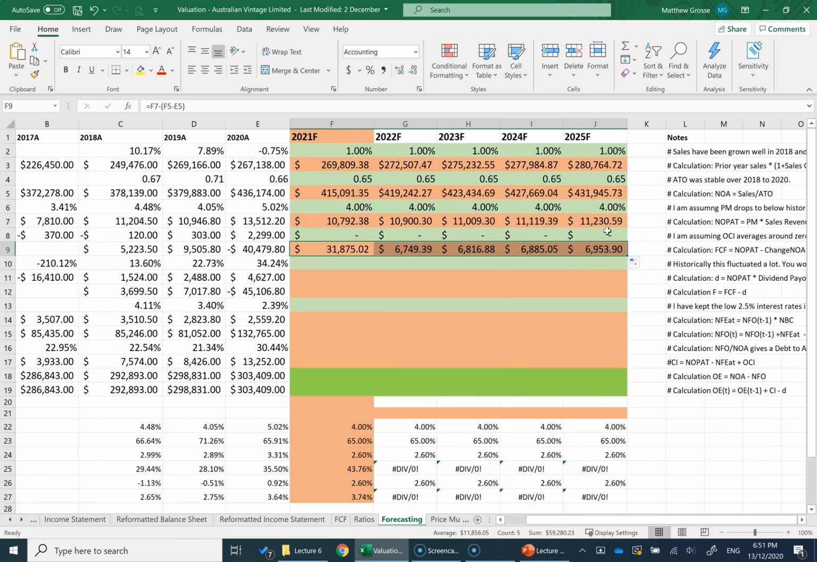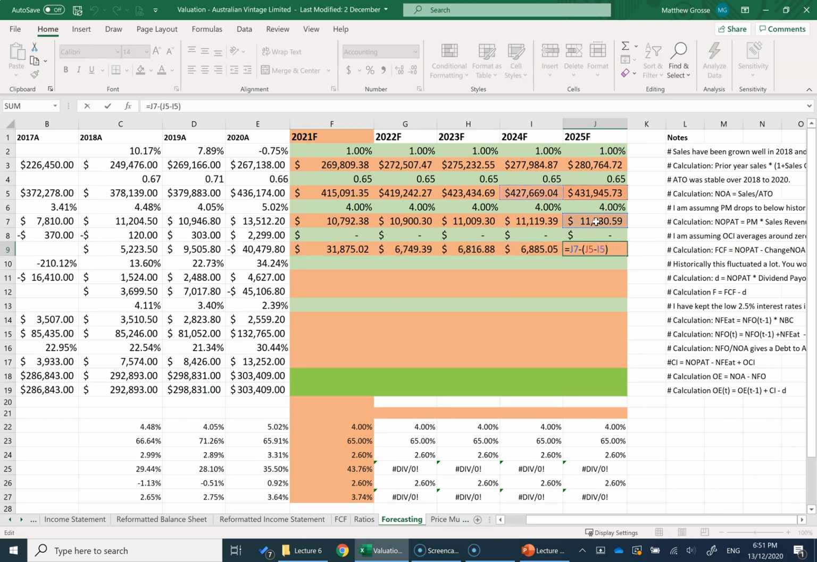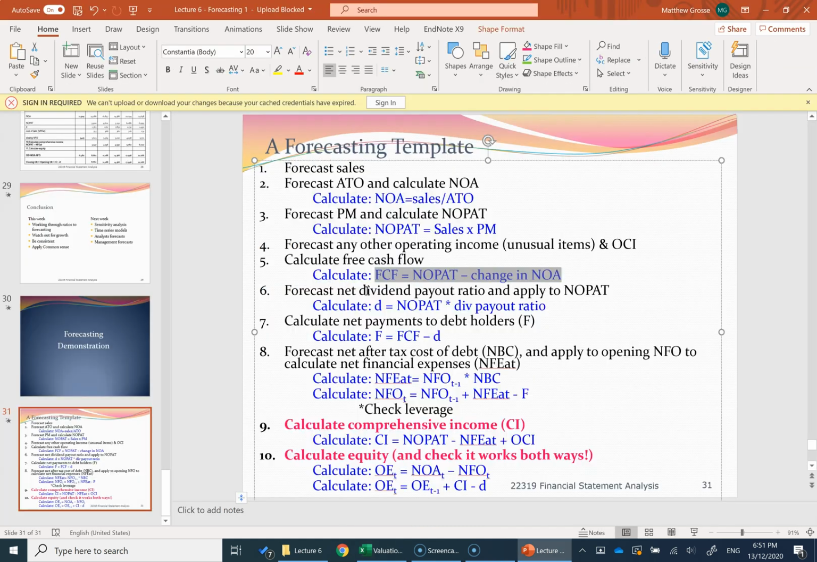So for example, in the 2025 calculation, free cash flow is equal to the 2025 NOPAT minus 2025 NOA minus the previous year's to get the change. The change in NOA is the current year minus the previous year. After we've calculated the free cash flow in step 5, this section of the forecast template finishes off our operating forecasts. So we now start thinking about the financing.